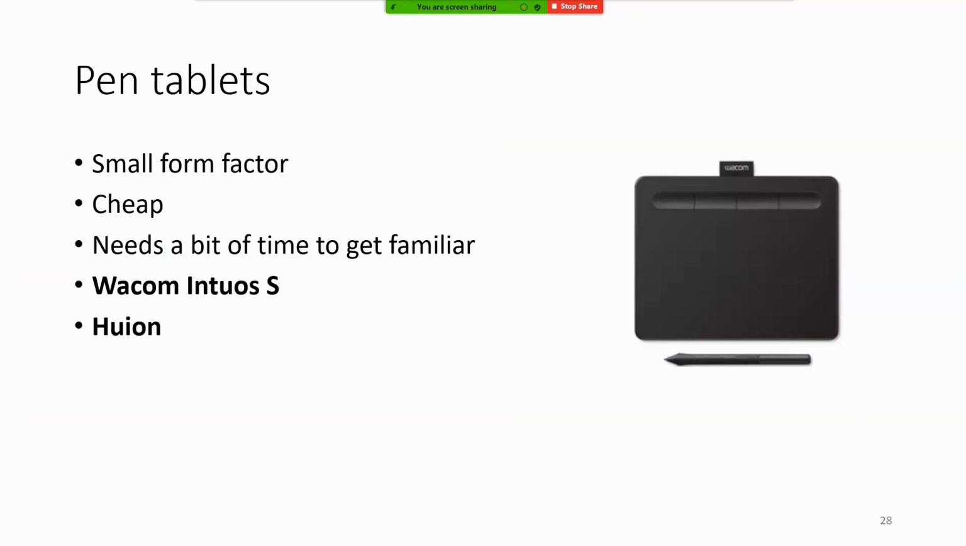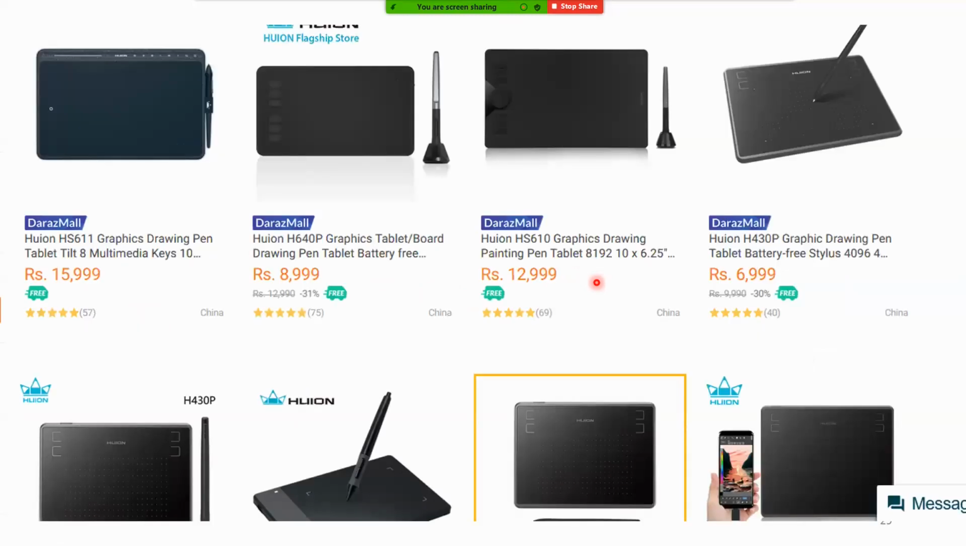And there are two main companies who produce these pen tablets, Wacom and Heon. The one I'm using is Wacom Intuos S. That's the cheapest one from Wacom. And Heon is a Chinese company. They produce a lot of devices. So I just took a screenshot a few weeks ago from Daraz. These are different Heon pen tablets available, in different sizes.